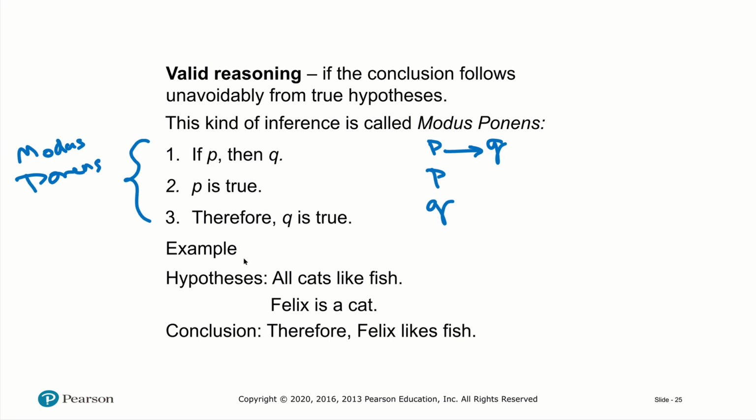All right, here's an example. All cats like fish. Now, Felix happens to be a cat, right? What can we conclude? Then Felix must like what? Fish. That's an example of a valid reasoning or a modus ponens.